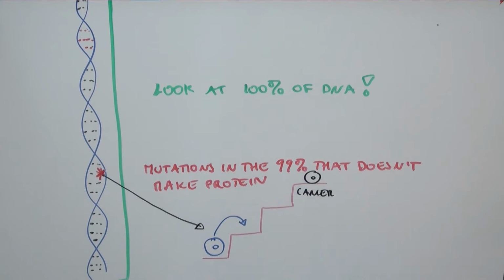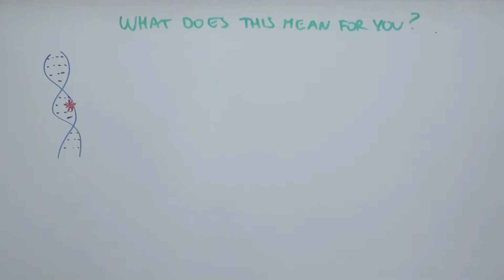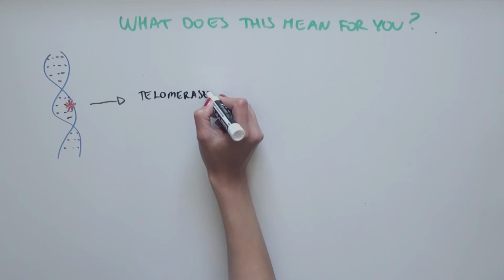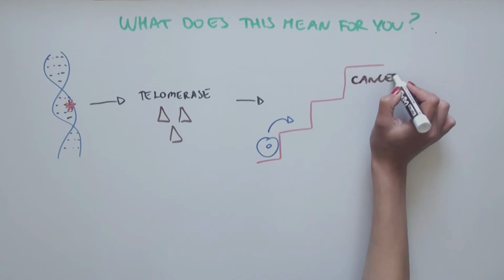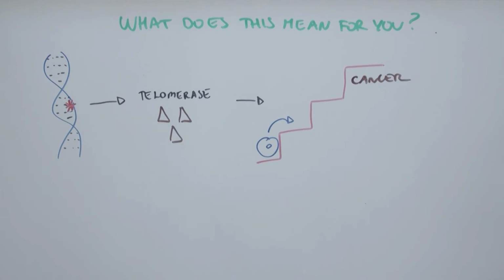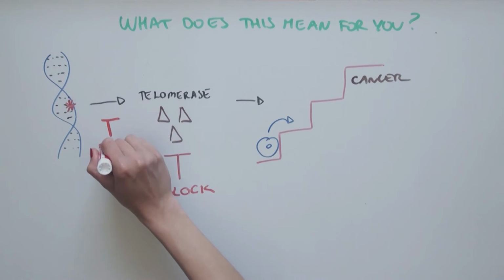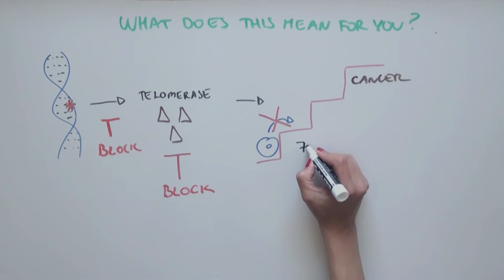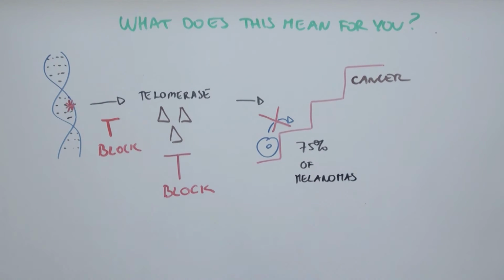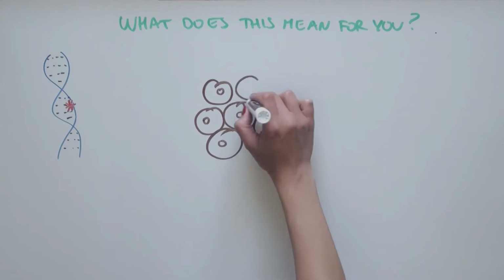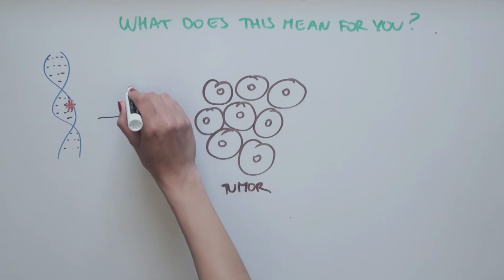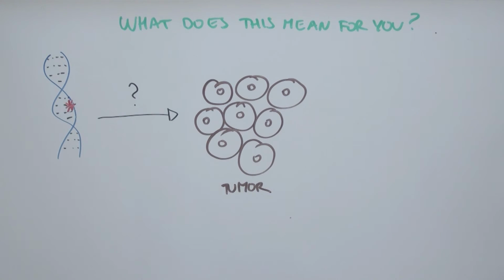So what does this mean for you? This study identifies a pathway that increases telomerase and that drives tumor development. So it provides new evidence that developing a therapy to block telomerase may be very effective to prevent 75% of melanomas. Because this mutation is a simple change in the DNA sequence, it would be possible to determine if a specific tumor is caused by this mutation and how likely a patient would be to respond to a drug against this pathway.